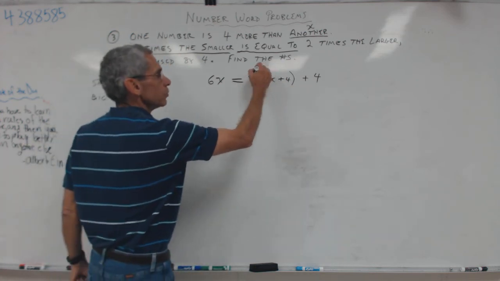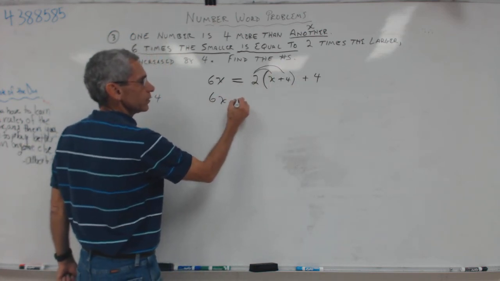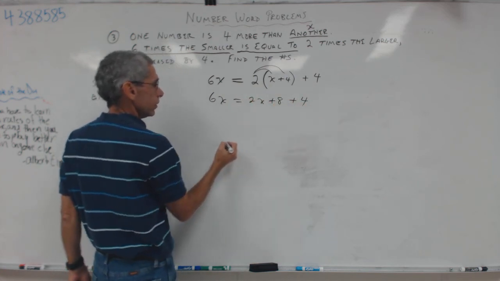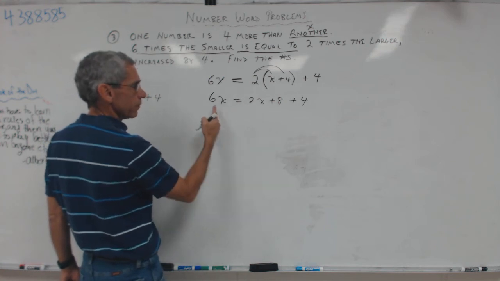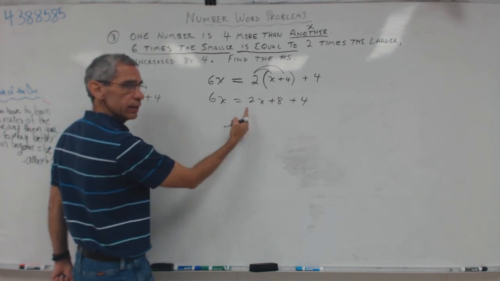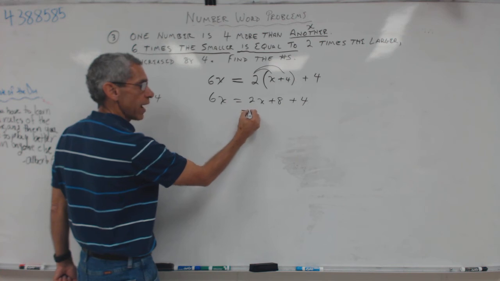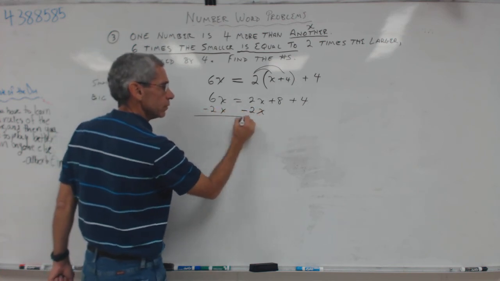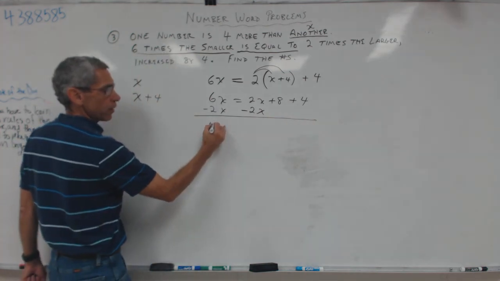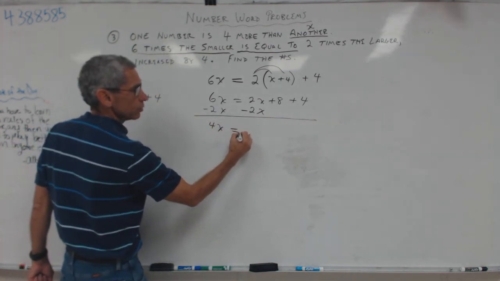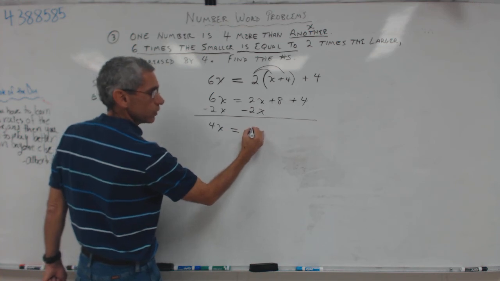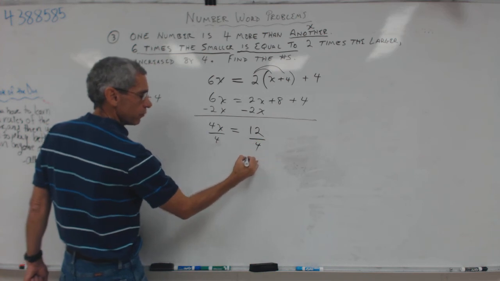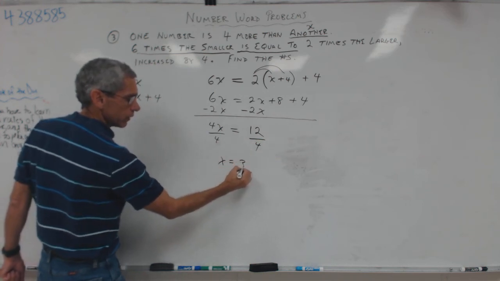So now I just do my distributive property. 6x is equal to 2x plus 8 plus 4. I see my x's are on both sides of the equal sign. That's not good. So I'm going to subtract the smaller number of them. Subtract 2x from both sides. Then I've got 4x is equal to 8 plus 4, which is 12. Now I divide by 4. X is equal to 3.